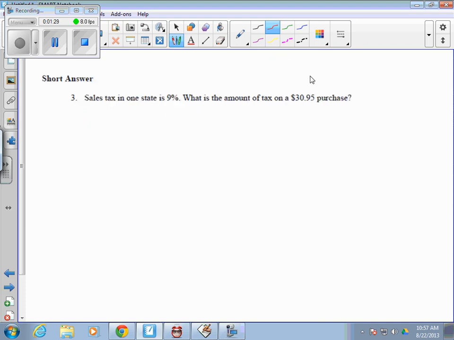Number 3 says the sales tax in one state is 9%. What's the amount of tax on a $30.95 purchase? Anytime you're talking about percent, you multiply, but you can't multiply by 9. You have to multiply by 9 with a decimal in front of it. You have to move it just like on the last one, but backwards. You move it 2 times, and it gives you 0.09.